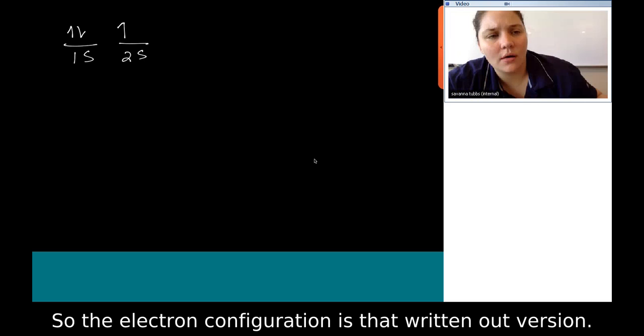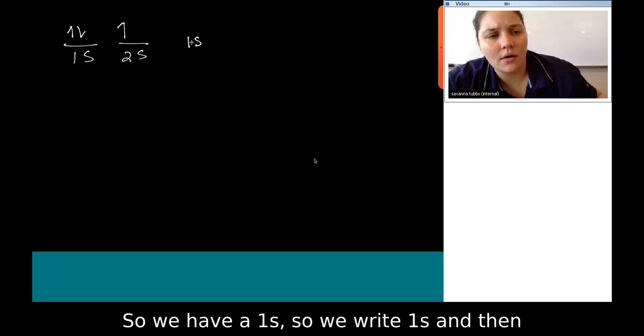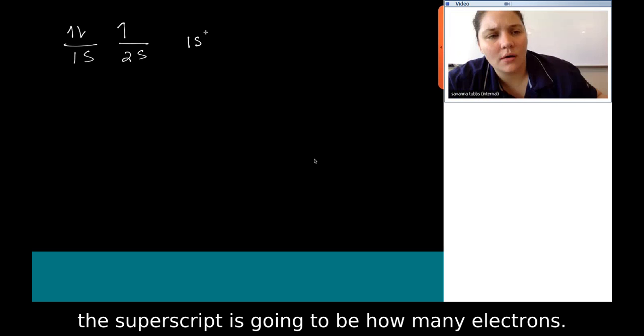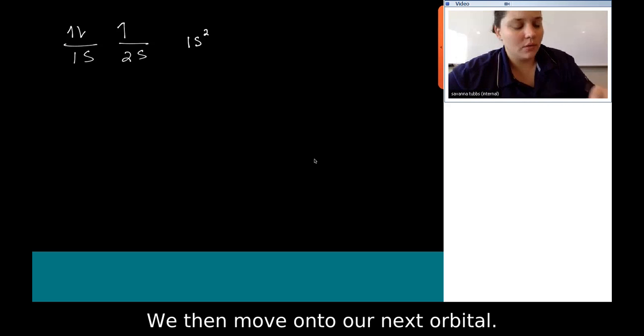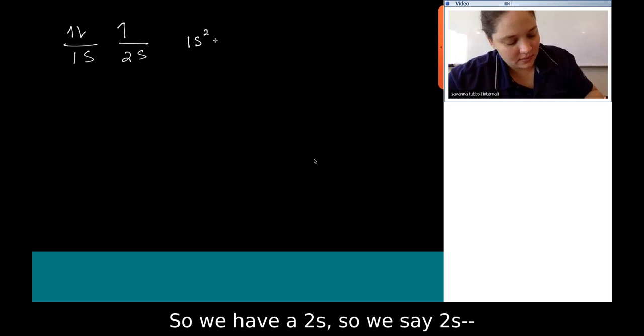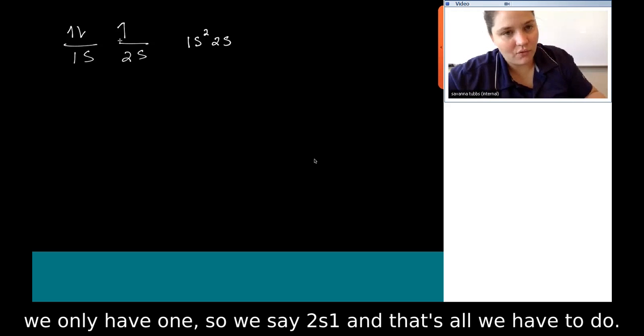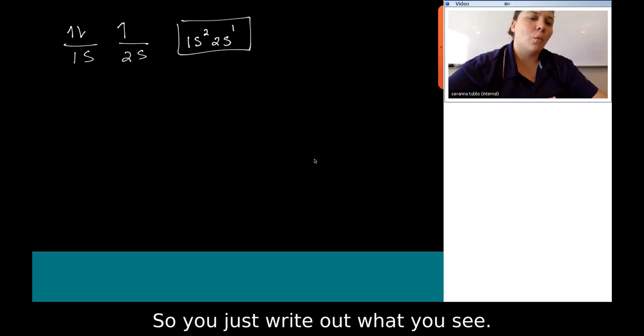So the electron configuration is that written out version. We have a 1s, so we write 1s, and then the superscript is going to be how many electrons. So we have 1 electron, 2 electrons. So we have a 1s2. We then move on to our next orbital. So we have a 2s, so we say 2s. We only have 1, so we say 2s1. And that's all we have to do. So you just write out what you see.